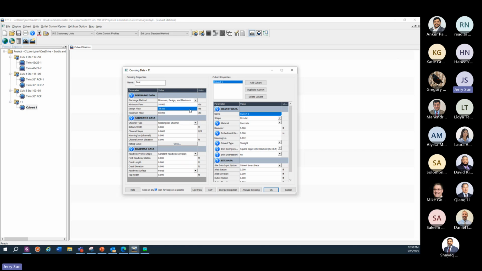The design flow is the input number here, and we just try to find the exact water head for the flows. That's why we consider design flows. We will show you later. So basically these flows then come out to the tailwater.